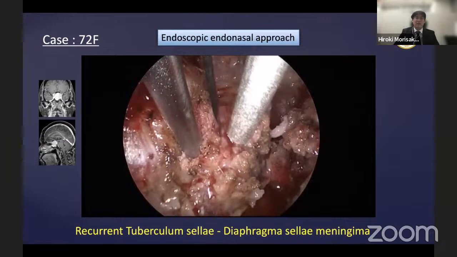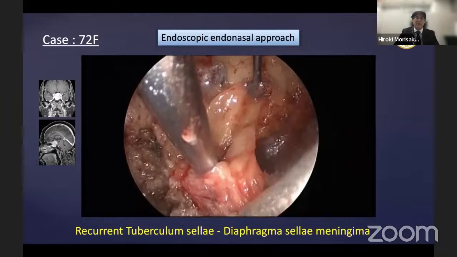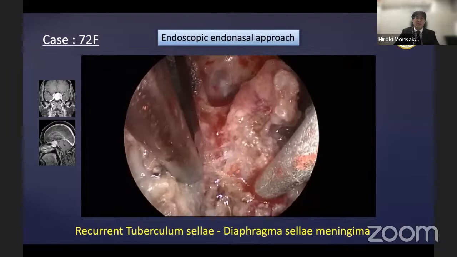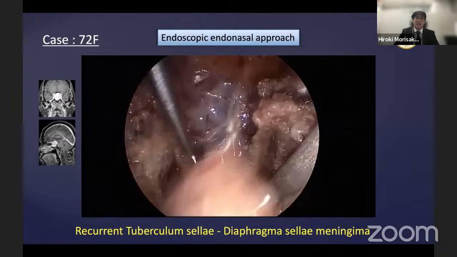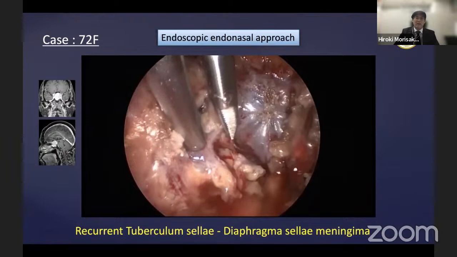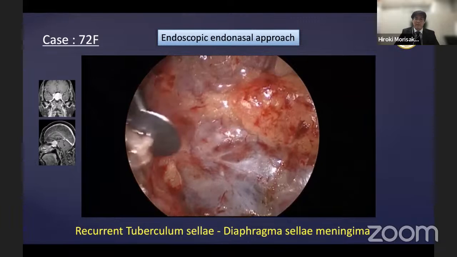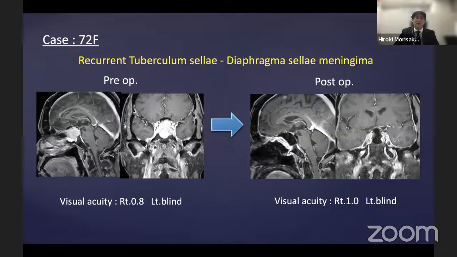So we cut the right lateral side of the dura mater and remove the tumor from the upper to the caudal side, and remove this tumor like this. Finally, we completely achieved the decompression of the optic chiasm and the left and right optic nerves like this. This is the final view. After the operation, the visual acuity of the right side improved and the tumor was radically removed.